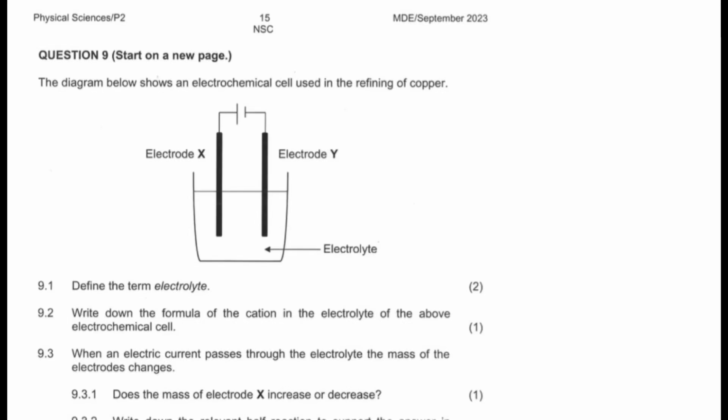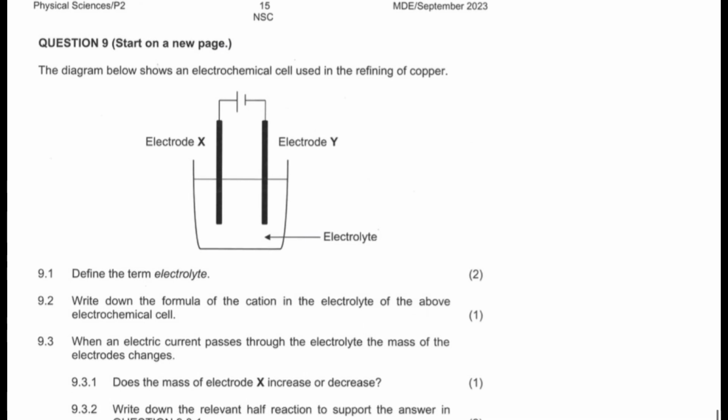Good day, folks. This is the Mpumalanga September 2023 exam. This is based on electrolysis. It says a diagram below shows an electrochemical cell used in refining copper. Here, this is electro refinery.